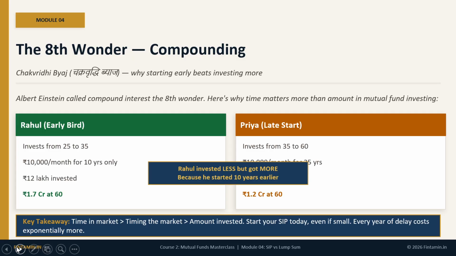This is the compound interest effect. This is why I say the best time you start investing was 10 years ago. The second best time is today, not tomorrow. Today. Now, let us talk about something that could be costing you lakhs without you even knowing. That is direct versus regular plans.